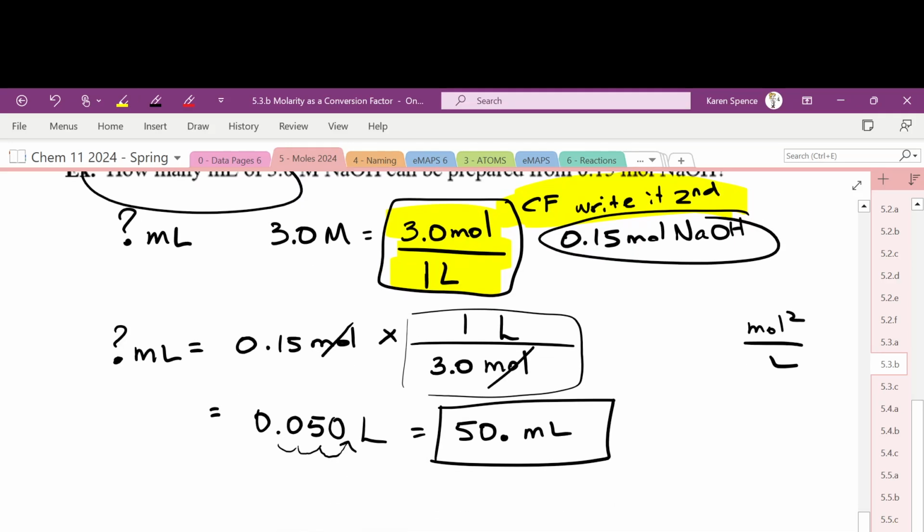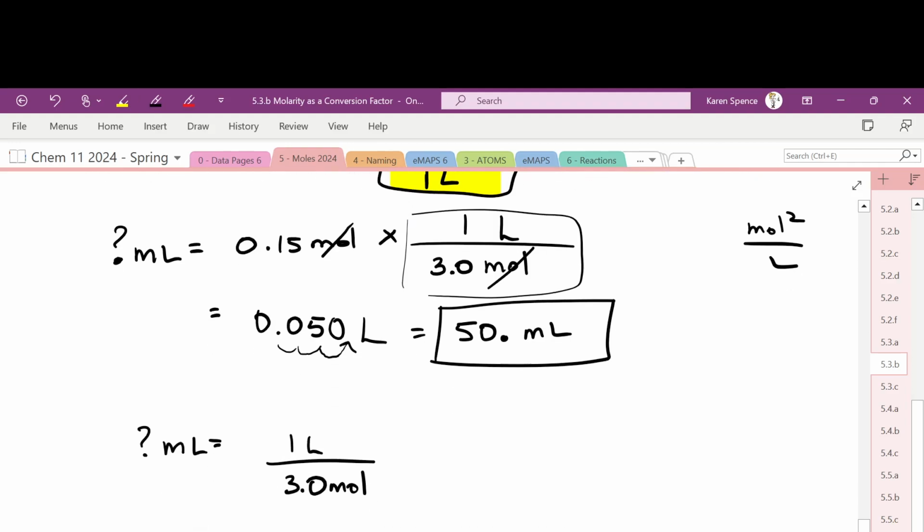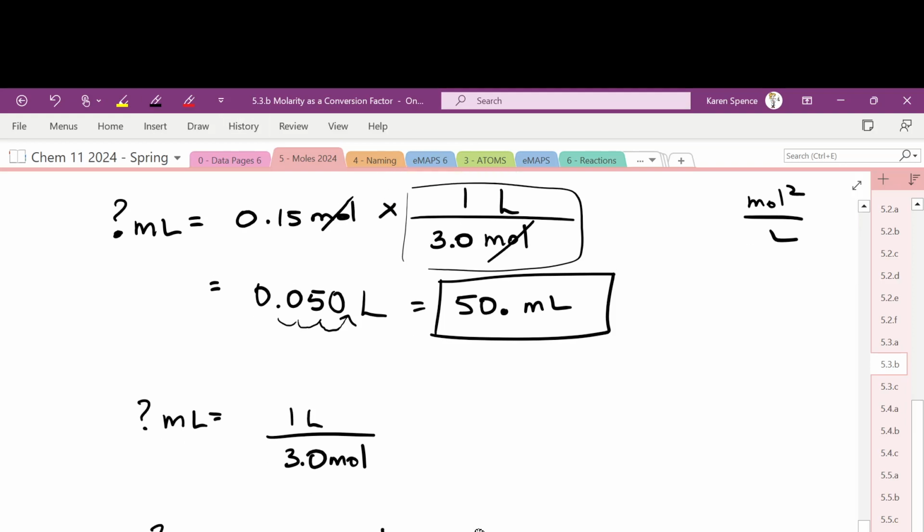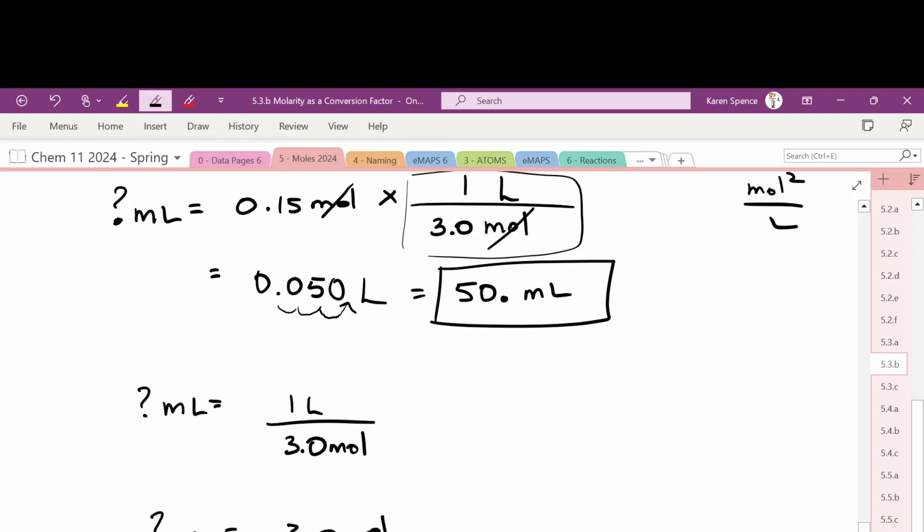Would it be okay to start by writing 1 liter over 3.0 moles? Yes, it would be. You could write it that way, but most people don't. The place most people are going to go wrong is they're going to say, I don't know how many milliliters, and I want to start with 3.0 moles per liter. If you start with 3.0 moles per liter, where are your liters? Your liters are on the bottom.